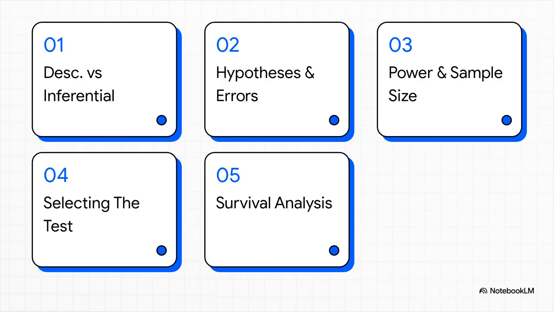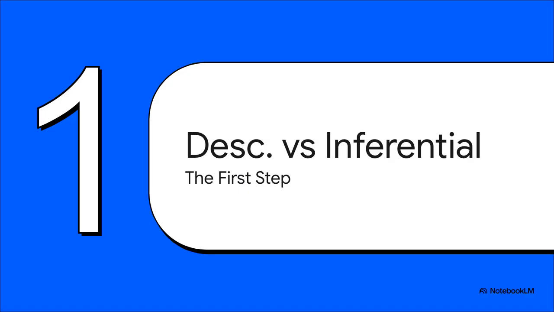Here is our mental roadmap for today's explainer. We'll start with descriptive versus inferential statistics, then move to hypotheses and statistical errors, followed by power and sample size, selecting the right test, and finally, an introduction to survival analysis. Starting us off, Section 1, Descriptive versus Inferential Statistics.